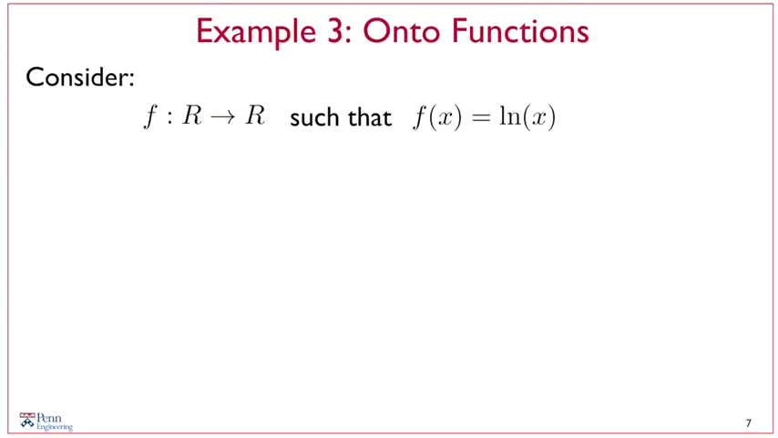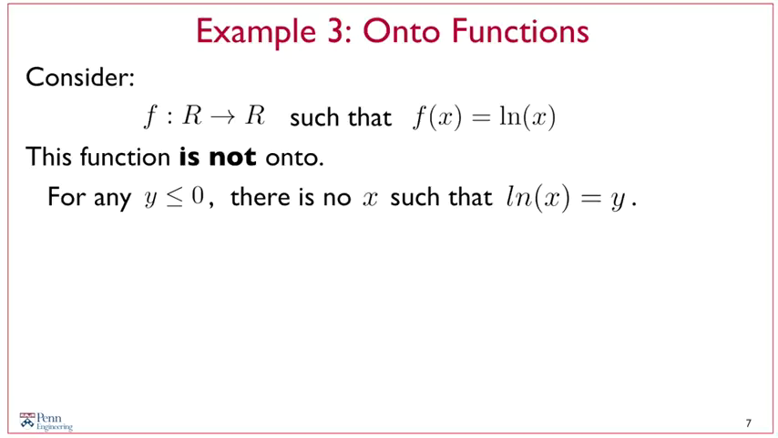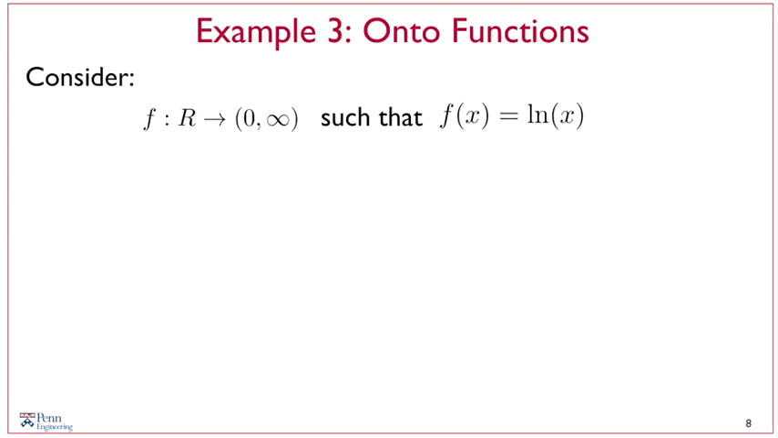Finally, consider the function f of x equals ln of x, with domain and codomain R. This function is not onto. This is because for any y less than or equal to 0, there is no x such that ln of x equals y.